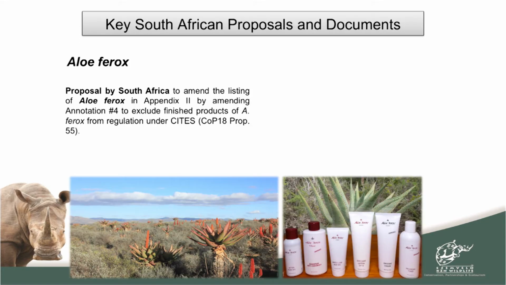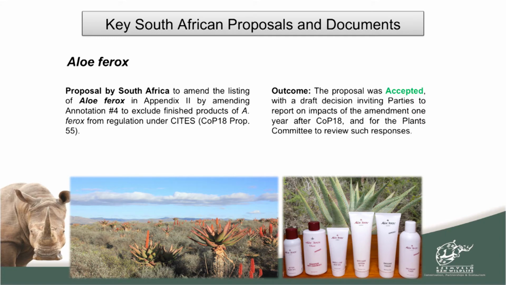So, the first of the proposals that we're looking at at CITES COP18 was a proposal by South Africa to amend the listing of Allopterox in Appendix 2, or amend the annotation rather, by amending annotation number 4 to exclude finished products of Allopterox. Obviously this would allow for much easier trade, and quite simply the proposal was accepted with a draft decision inviting parties to report on impacts. It was accepted, but there needs to be some monitoring put in place.